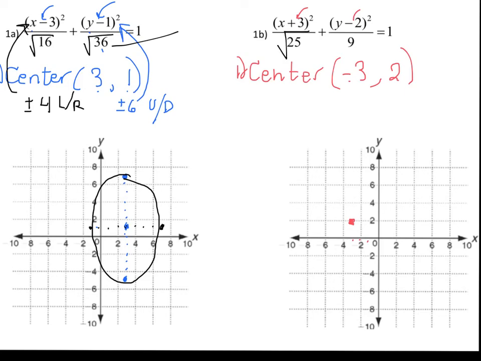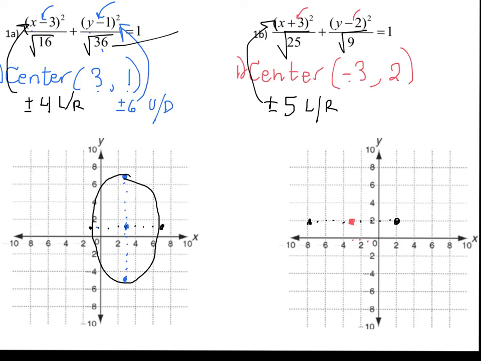So next we square root a and b. The square root of 25 is plus or minus 5. This is underneath the x, so that will be a left-right move. So let's count to the left and right 5. 1, 2, 3, 4, 5. 1, 2, 3, 4, 5.